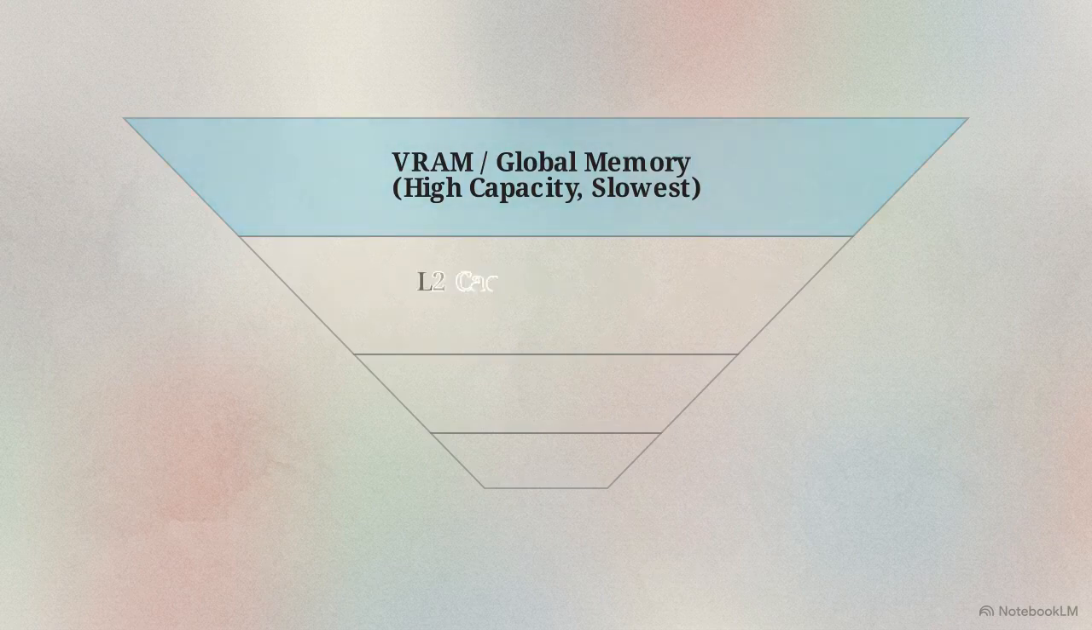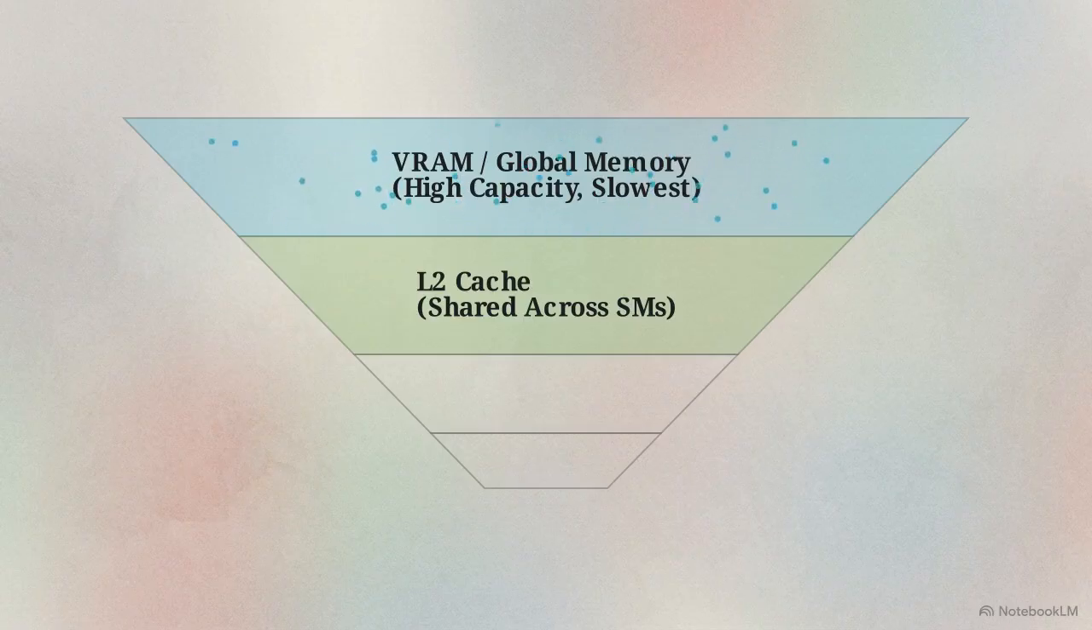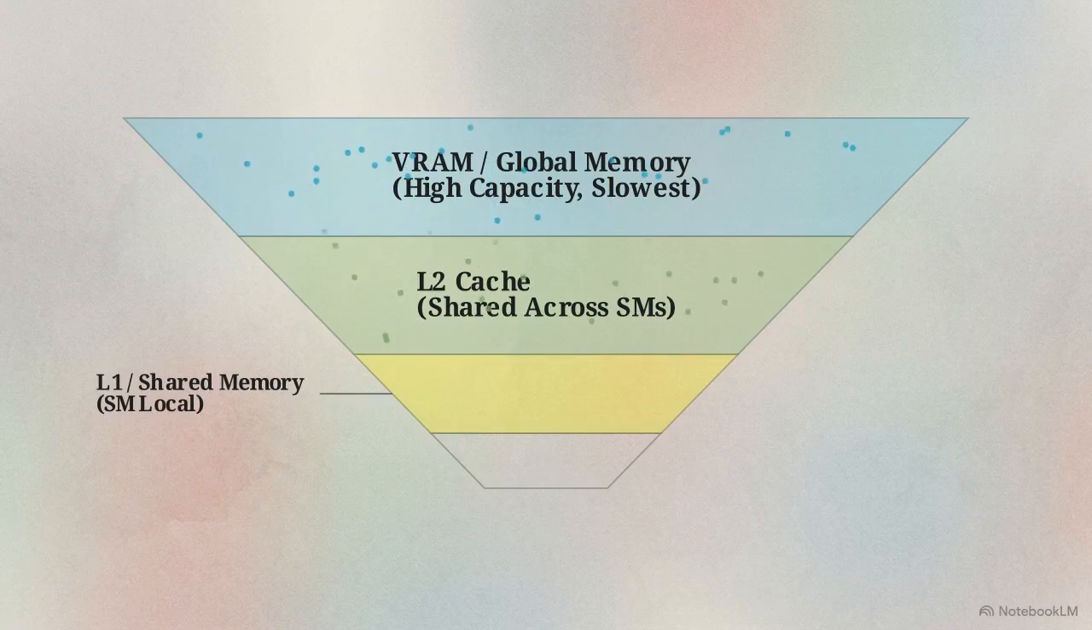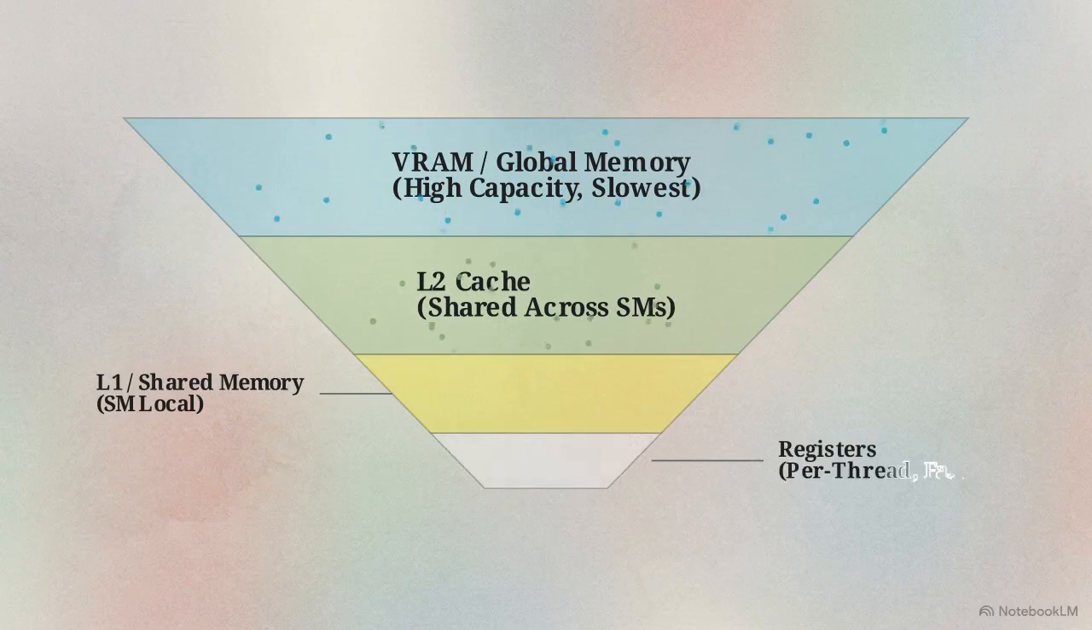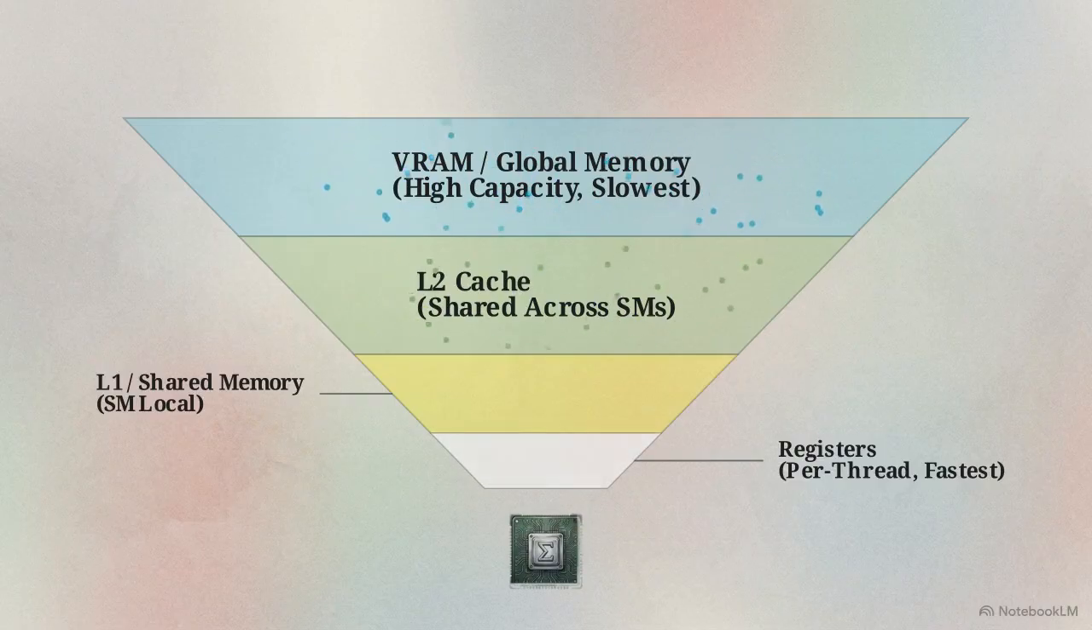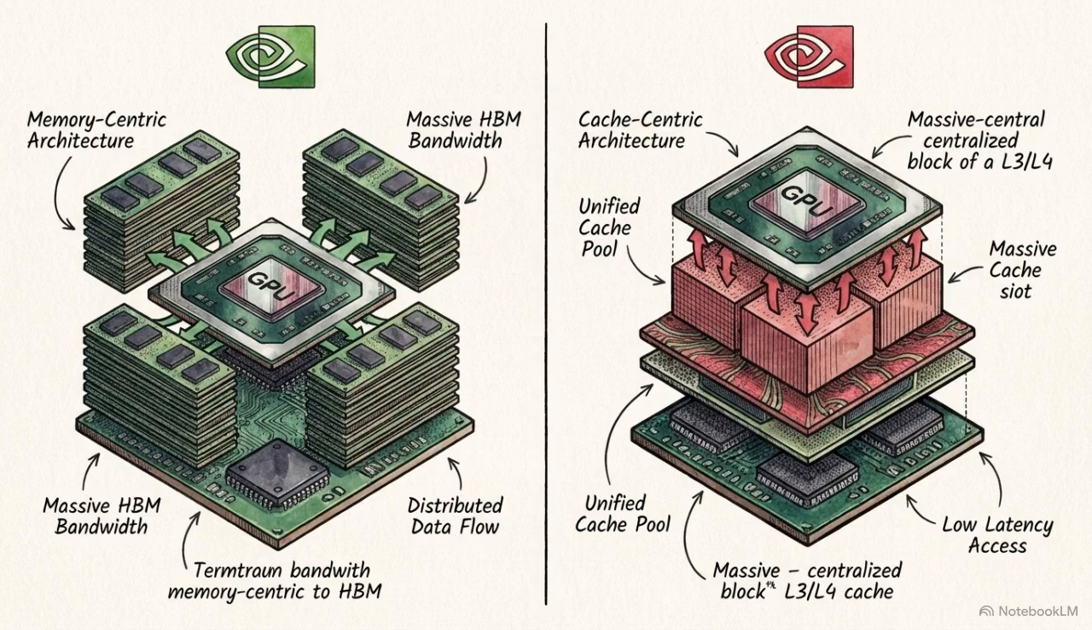Data flows down into the L2 cache. This pool is shared across all SMs, providing a faster, closer buffer for frequently accessed data. Closer still is the L1 cache, or shared memory. This is local to each SM, allowing threads to access data within a handful of cycles. At the absolute bottom are the registers. These sit directly adjacent to the execution units and offer the highest speeds, though their capacity is limited to a single thread. NVIDIA and AMD take different approaches to managing the bandwidth at the top of this pyramid.